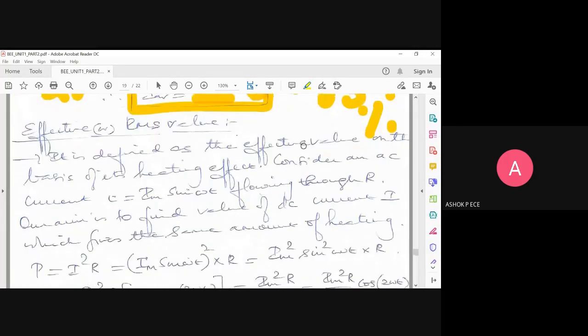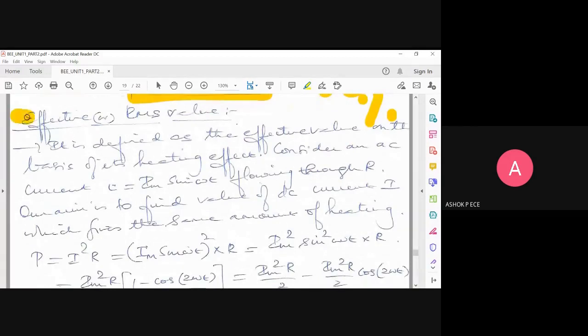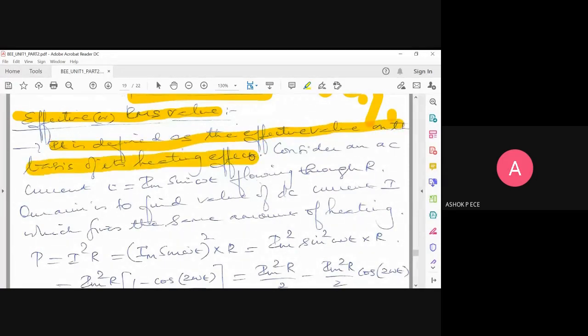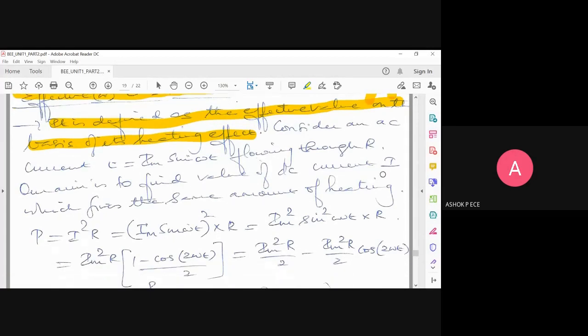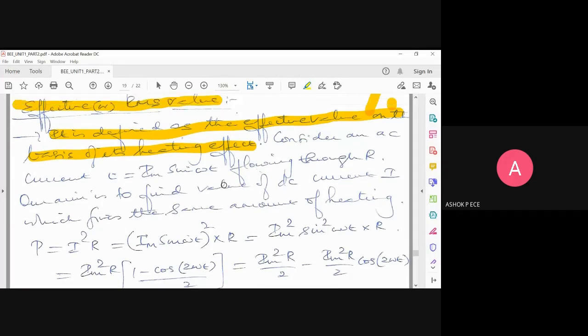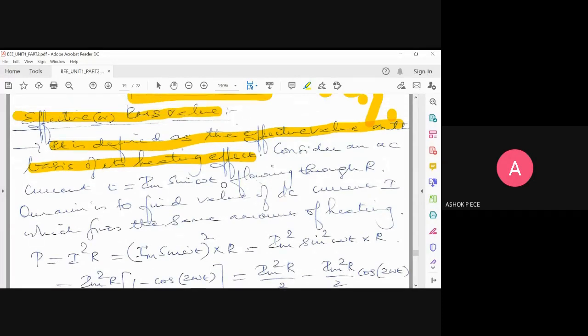Okay, sir. Now see, we are defining one more parameter called effective or RMS value. See the definition. It is defined as the effective value on the basis of heating effect. So you are going to consider an AC current flowing through a resistor. We are going to consider a DC current also flowing through a resistor, and we are going to see, if the power is going to be the same, what is the effective current which is going to flow through my resistor. So that is going to be called the RMS value.